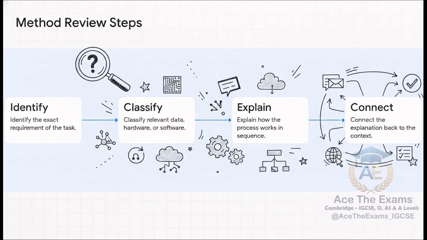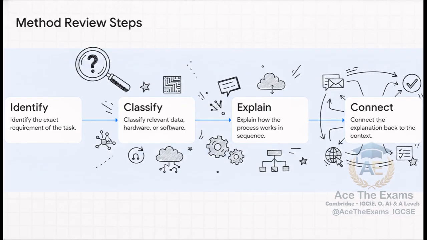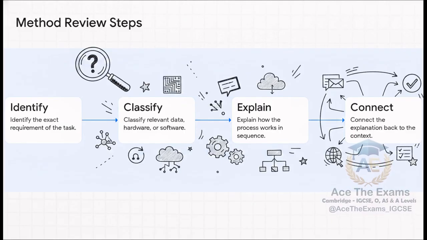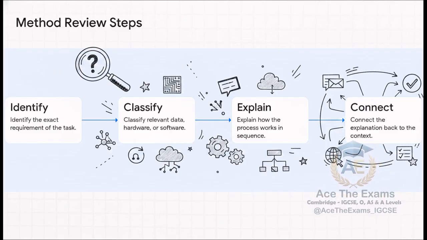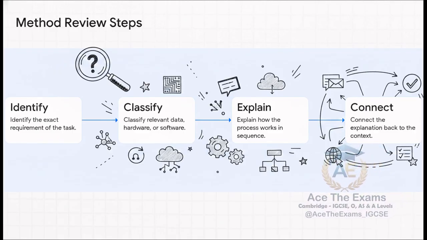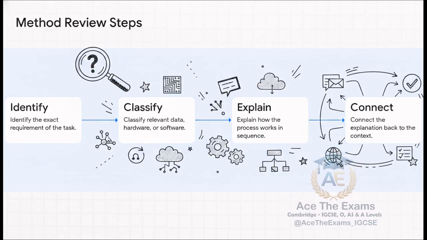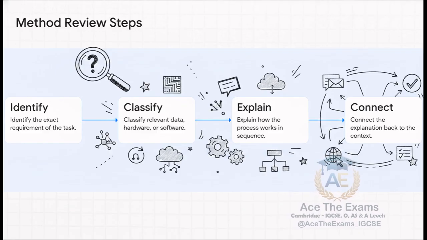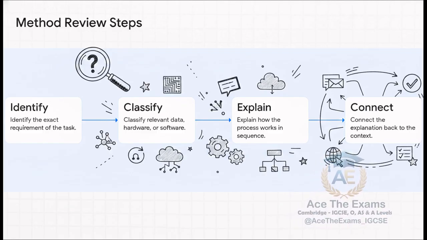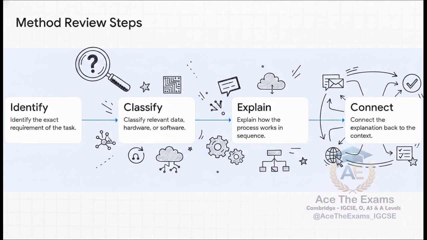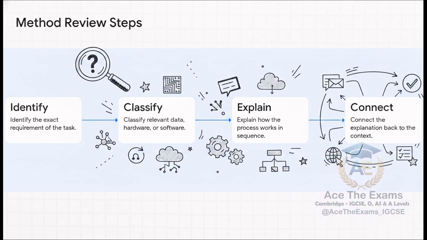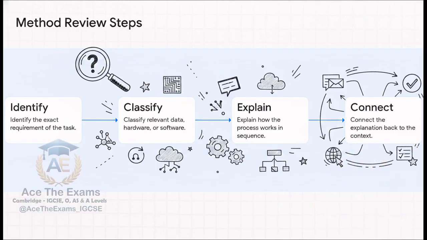Step 1, identify the exact requirement of the task. Are the command words asking for causes, effects, advantages, or an evaluation? Decode the command word first. Step 2, classify the relevant data, hardware, or software. Step 3, explain how the process works in a clear logical sequence. Think of this as your speed writing challenge. You need to write a perfect paragraph where another learner could easily follow your exact steps. Step 4, connect the explanation back to the context. Examiners want clear, methodical steps, and skipping even one of these completely breaks the logic of your answer.